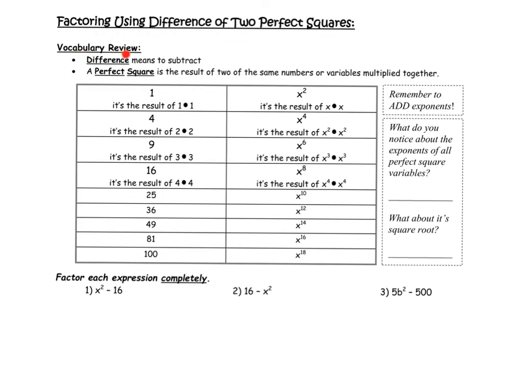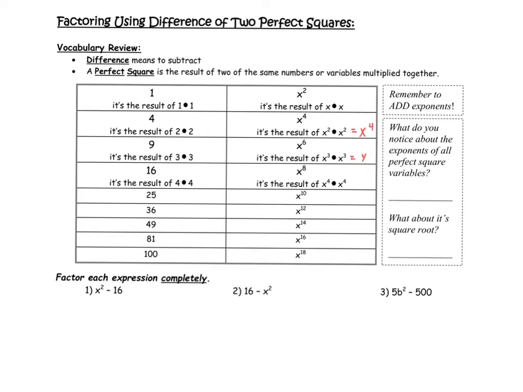So a vocabulary review. Difference means to subtract. A perfect square is the result of two of the same numbers being multiplied together. So 1 is a perfect square because it's the result of 1 times 1. So is 4, 9, and 16, and so on, right? If we talk about variables, x squared is a perfect square because it's the result of x times x. X to the fourth is a perfect square because it's x squared times x squared, right? Remember, when we have exponents, we keep the base, which is x, and add the powers. That's how we're getting x to the fourth.